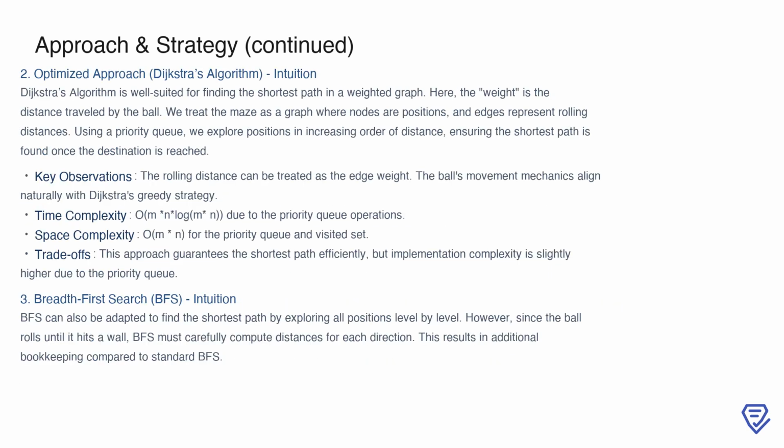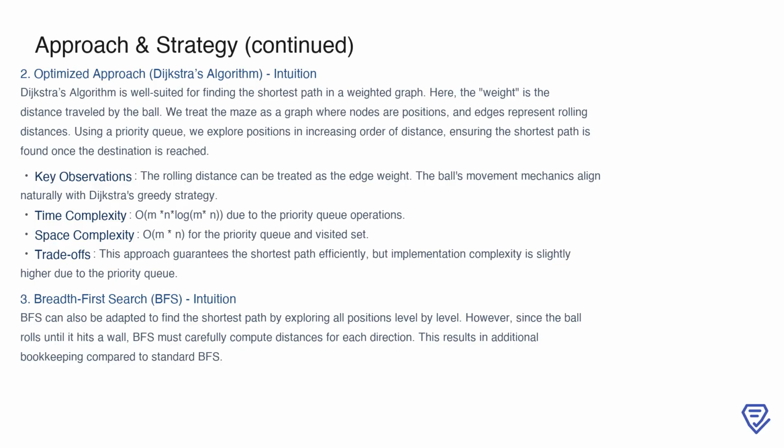A more optimal approach is to use Dijkstra's algorithm, which is specifically designed to find the shortest path in a weighted graph. In this problem, the maze can be treated as a graph where the nodes represent positions, and the edges correspond to the distances the ball rolls in each direction. Using a priority queue, we process positions in order of their increasing distance from the start.